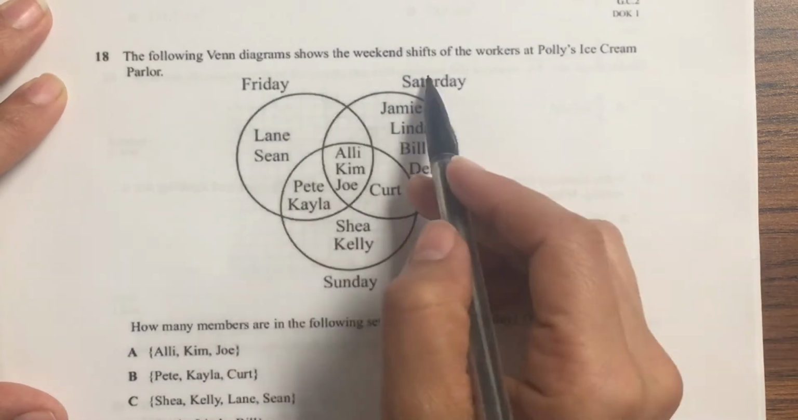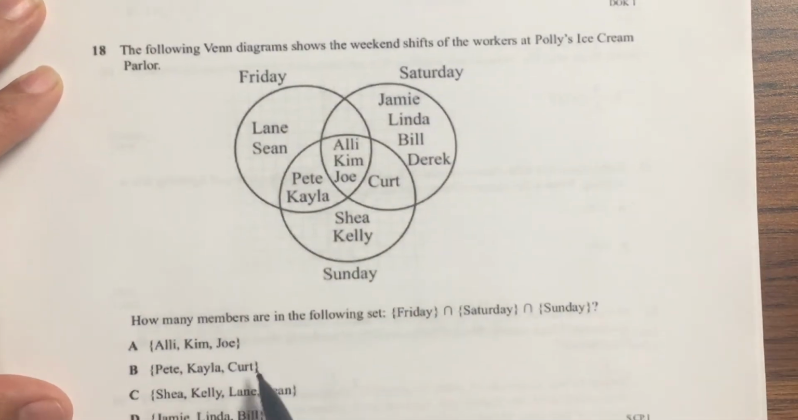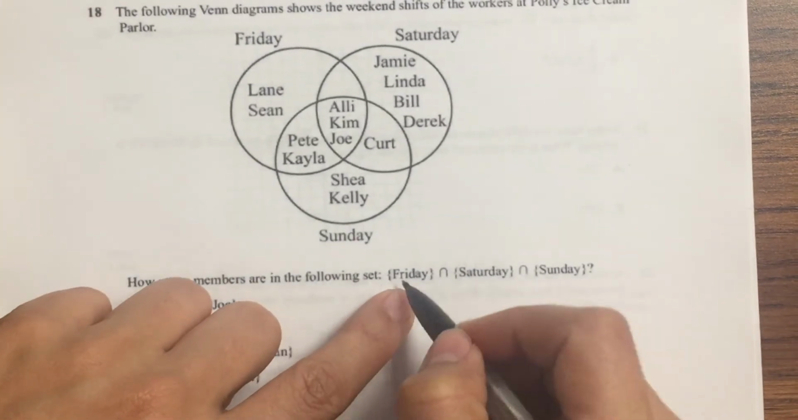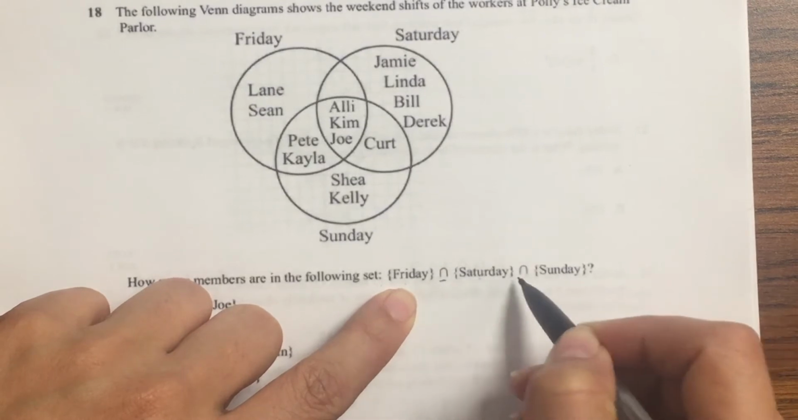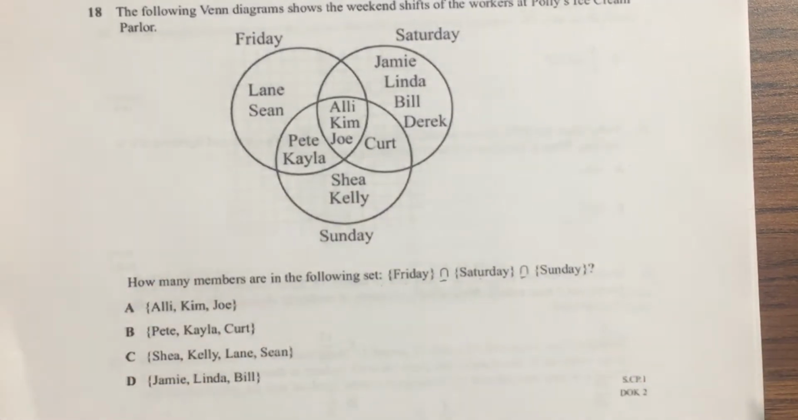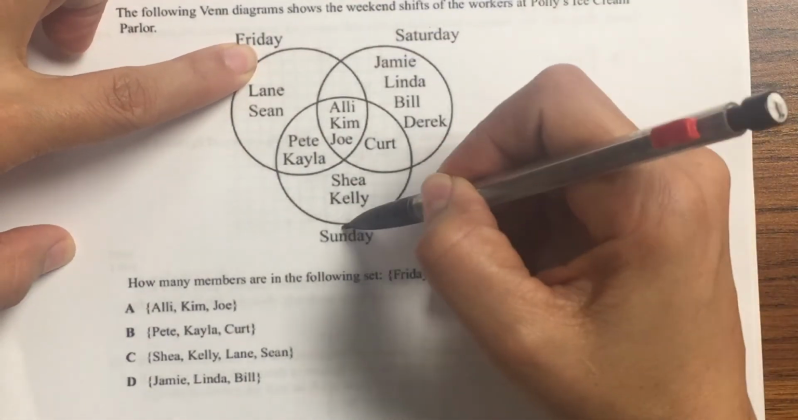All right, the following Venn diagram shows the weekend shifts on Polly's ice cream parlor. How many members of the following set? Friday, intersect Saturday, intersect Sunday. So what does intersect mean? It's like where things meet, right? So the intersection of Friday, here's where Friday, Saturday, and Sunday all meet.